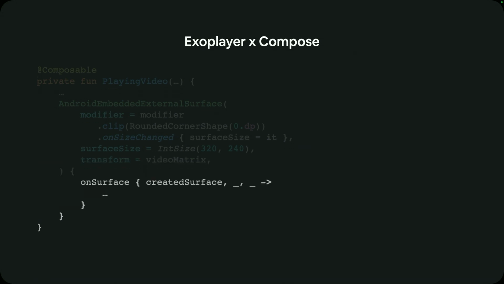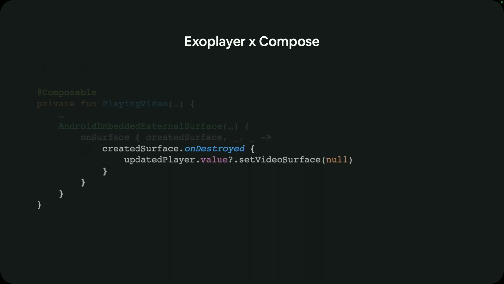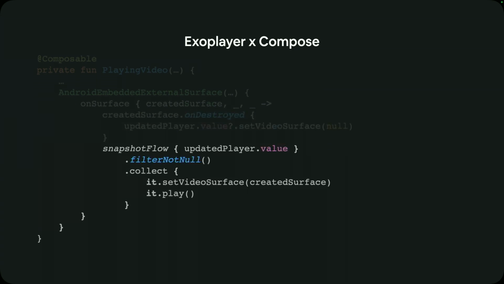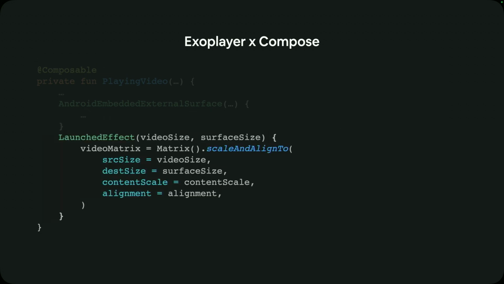And then with that, I do my surface callbacks. On surface created, I set up the surface, and when the surface is destroyed, I of course yank out the player. Then I take a snapshotFlow, and every time I have an updated player, I just set it to my video surface. And that is how easy it is to integrate ExoPlayer and Compose without any official support. And then finally, I do a LaunchedEffect. Anytime the video size or the surface size changes, I create a new matrix, and that's how I apply it.